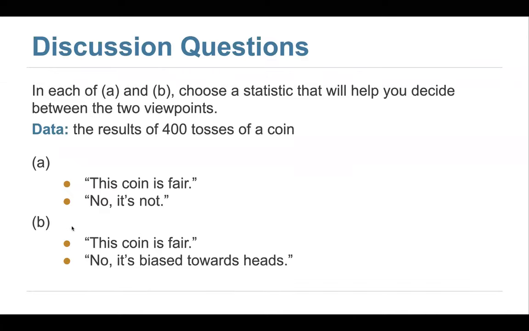Secondly, we'll do another experiment where the model is that the coin is fair, and the alternative is that no, it's actually biased towards heads. So heads comes up more often than tails, meaning the probability of getting heads is more than 50%. With both of those in mind, try to think of what statistic you would choose for each of these scenarios.